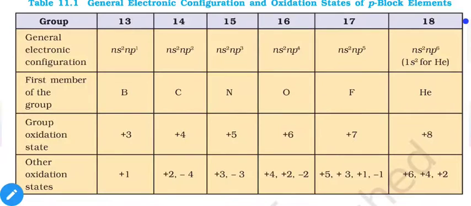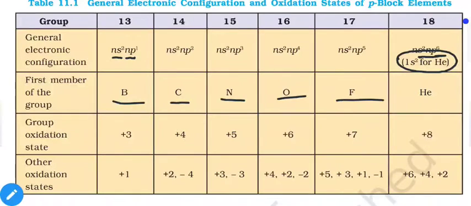Now, the general electronic configuration and oxidation states of the first members of the groups are mentioned in this table. So first of all, the general electronic configuration. As mentioned, it will go from ns2 np1 to ns2 np6. We have one exception in terms of helium. It does not have any p electrons, still we will consider it a P block element, but it does not contain ns2 np6 electronic configuration. Now the first members of each group are mentioned: boron, carbon, nitrogen, oxygen, fluorine and helium, with their oxidation states. So as mentioned, the oxidation state usually depends on the total number of electrons.